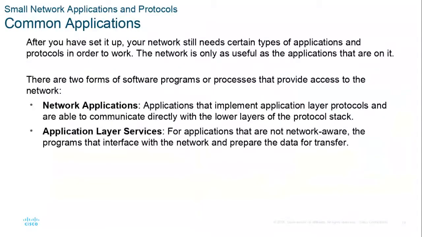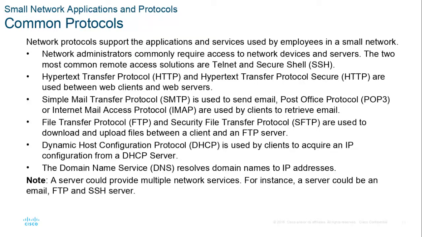Common applications in networking. There are two common applications. Network applications are application layer protocols like Hypertext Transfer Protocol, Transmission Control Protocol. For applications that are not network aware, then the application layer services will accept that data and begin to prepare it to be transmitted upon the network. So common protocols include remote access, like Telnet and Secure Shell. Telnet's unencrypted. Be careful. If it's a sandbox on a Cisco network, kind of a lab, it doesn't matter. If it's in a production network, we probably would want to use Secure Shell.